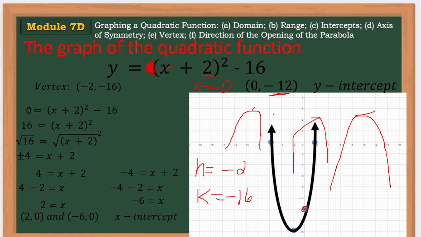So, I hope naintindihan nyo at nasundan ninyo ang pag-graph natin. Ang kailangan lang sa pag-graph is the vertex, then the x-intercept, and the y-intercept. Madali na lang ang mag-identify ng axis of symmetry and the maximum or minimum value as long as meron na tayong vertex point. Okay? So I hope that's all for Module 7.